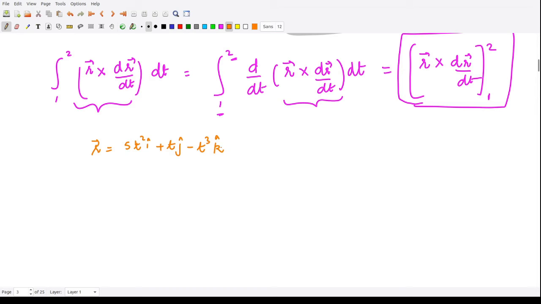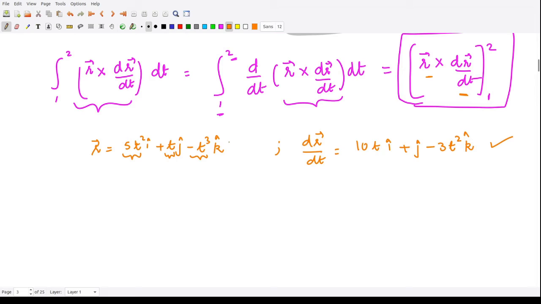So we are to compute first of all the derivative of this quantity, and then we are to take the cross product of these two quantities. So what would be its derivative with respect to t? That would be the derivative of 5t square, which is 10t. So 10t i cap, the derivative of t is equal to 1, so plus 1 j cap, the derivative of minus t cube would be minus 3t square, so into k cap.